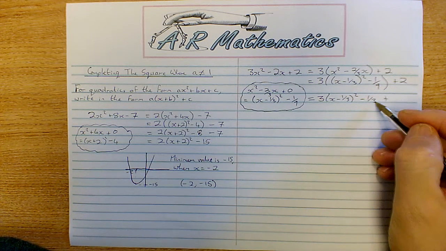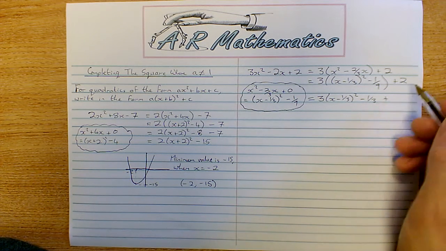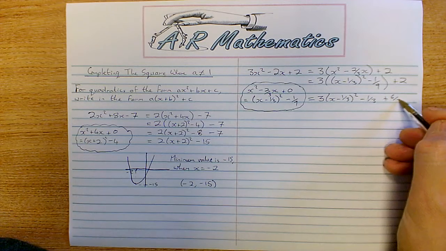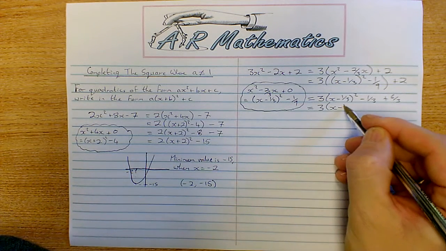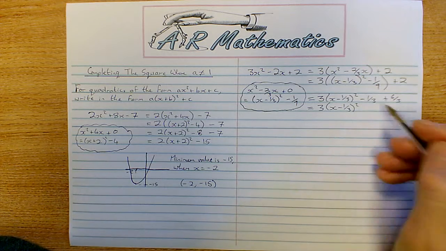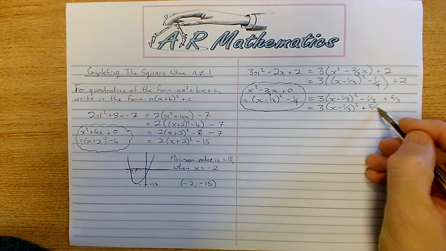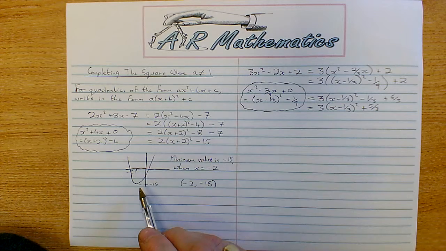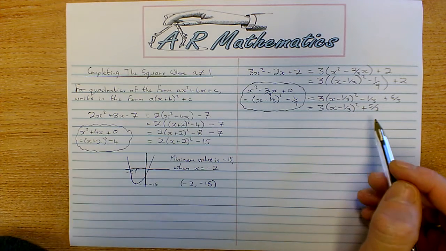Well, because I'm dealing in thirds, like in the last video, if I write 2 in terms of thirds, well, 1 whole is 3/3, so 2 wholes is 6/3. So overall, this gives us 3 lots of x minus 1/3 all squared, minus 1/3 plus 6/3 is plus 5/3. And then similar to over here, you could then sketch a diagram and show where the minimum value was.